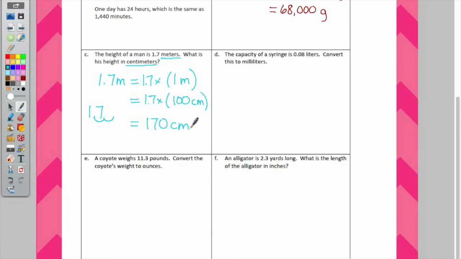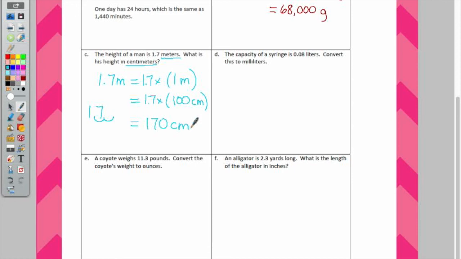Okay, D. The capacity of a syringe. Now they're trying to get you to stop right there and say you don't know how to do it. Because of capacity and syringe. Don't let those words mess you up. That's not what the problem's about. The syringe is just like those things that they give you shots with. Or you might get medicine for a baby and pull it up out of the bottle in a syringe and then stick it in their mouth. Anybody ever seen that? Yes.